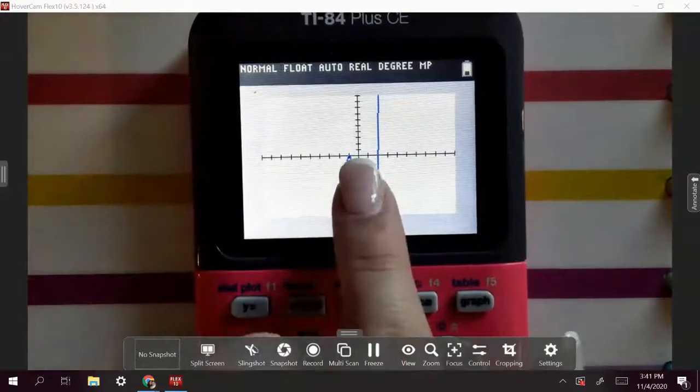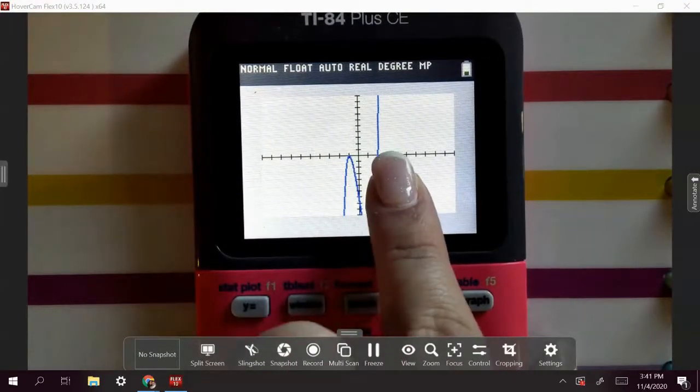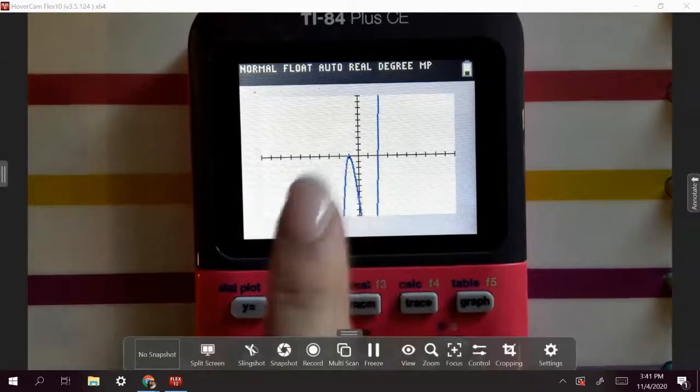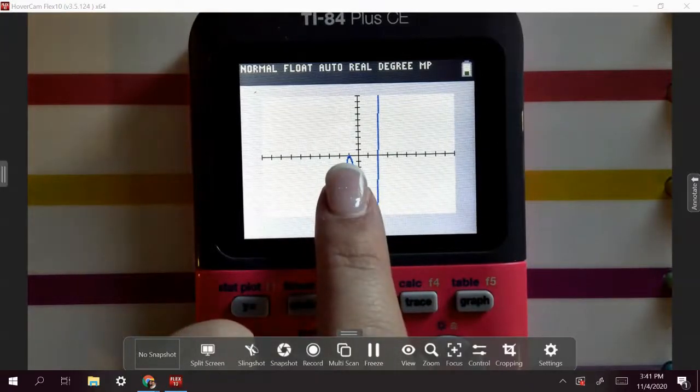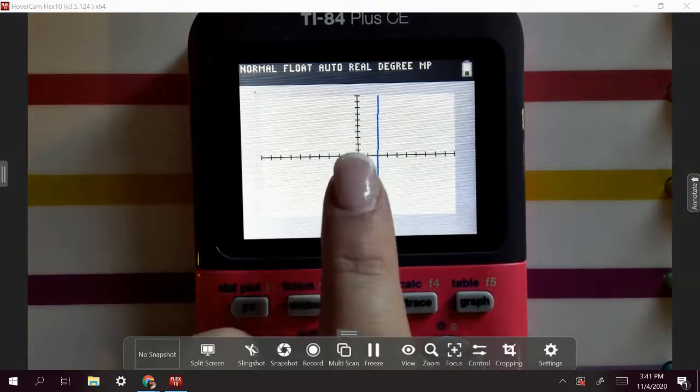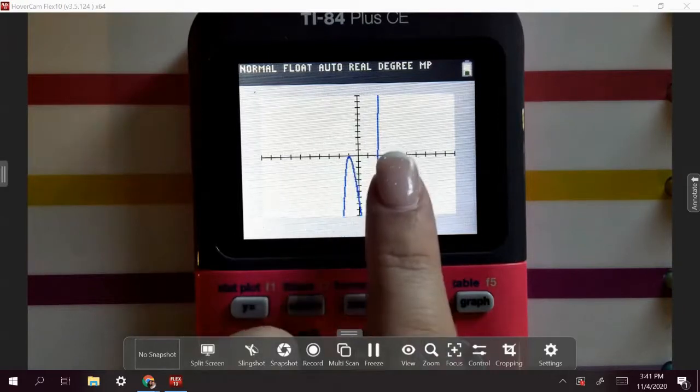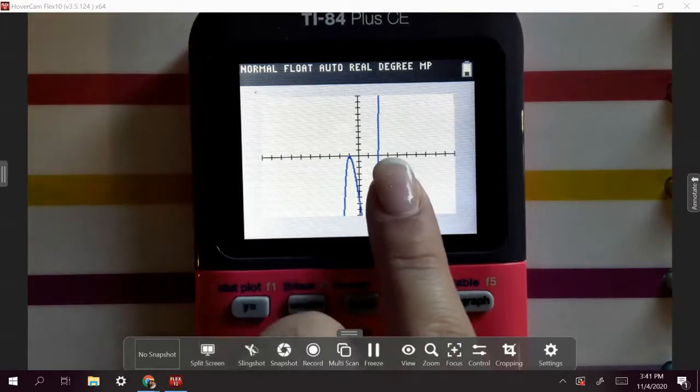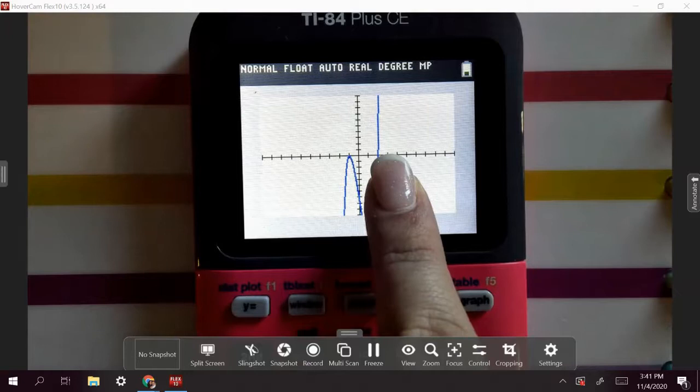Now look at what I have. It looks like -1 and 2. I have x-intercepts. At -1, there's a bounce, so I know that that's going to be an even multiplicity. And at +2, there's a cross, so I would say that has to be an odd multiplicity.